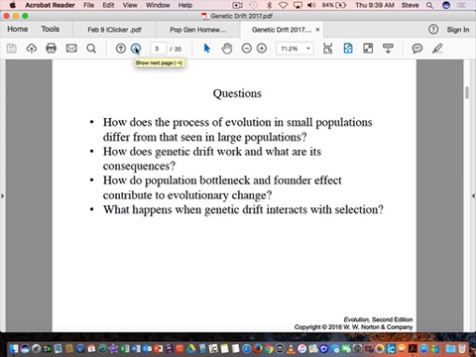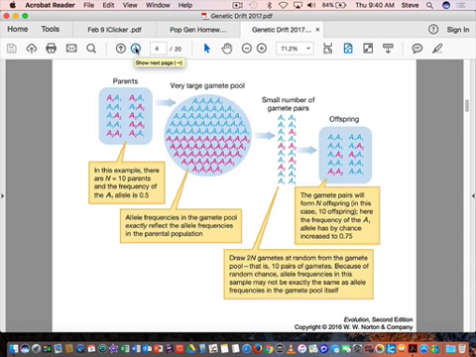So here are the basic questions. How does the process of evolution in small populations differ from that seen in large or infinitely large populations? How does genetic drift work, and what are its consequences? The consequences we're going to look at are what happens to the genetic variability within and among populations that are experiencing small population sizes and genetic drift. Then we'll look at two kinds of genetic drift mechanisms: population bottlenecks and founder effects. How do they contribute to evolutionary change? And at the end, we'll look very quickly at how genetic drift can interact with selection. So again, the same themes.